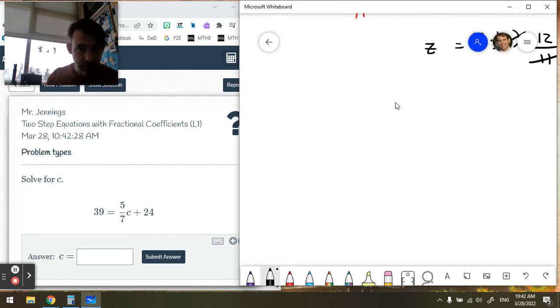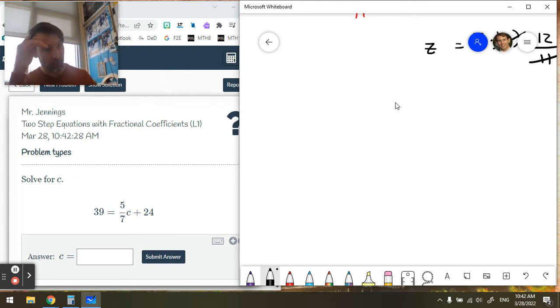Now, this one here, these can be really fun. If you can start doing these in your head, it feels pretty cool. So let me try this one in my head. I subtract 24 from both sides, so I get 15 over there. 15 is equal to 5 over 7c, multiply by 7 over 5. So then I get c is 21.